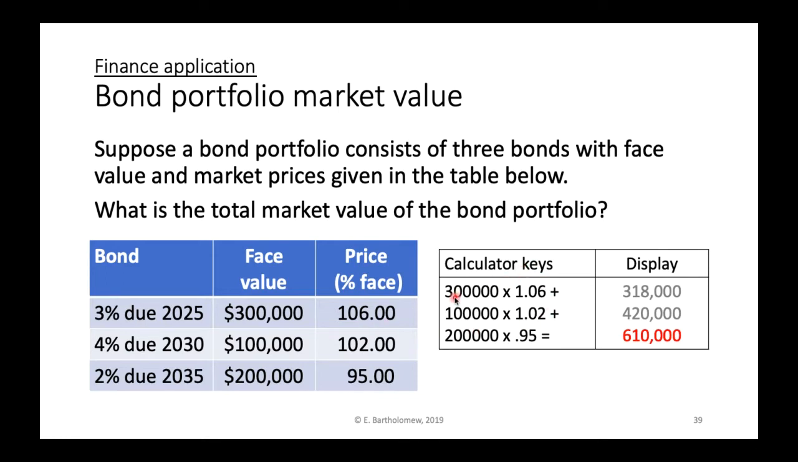So these are the calculator keys we use. We take the 300,000 times, well, 106% is 1.06, times that, and we get 318,000. Then add to that 100,000 times 1.02. That brings the cumulative total to 420,000, and then add 200,000 times 0.95, representing this 95%, and we get 610,000, meaning the portfolio market value is 610,000.